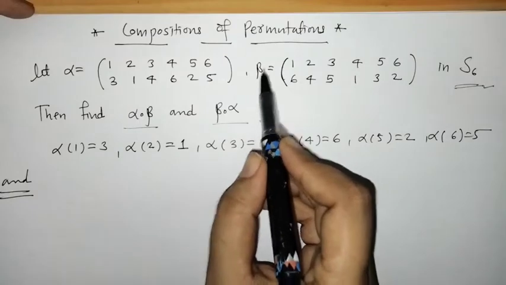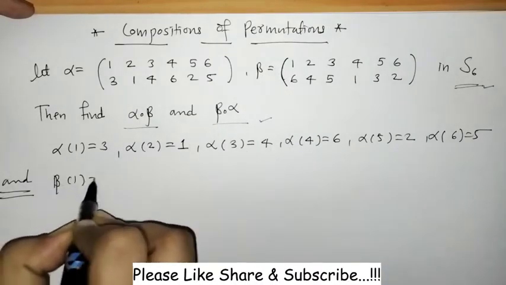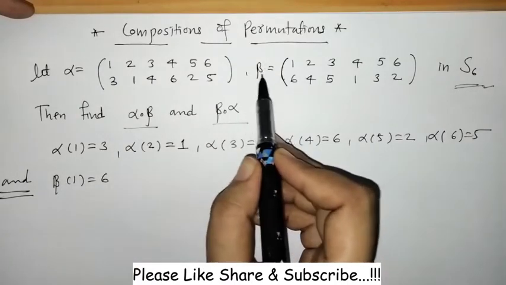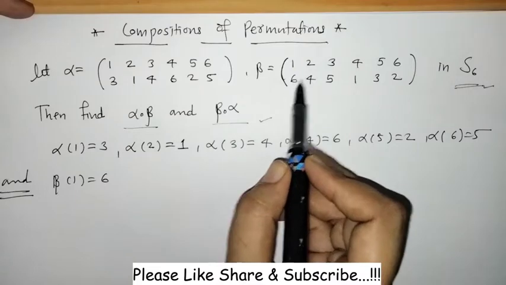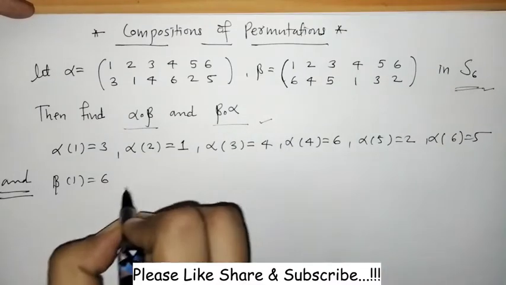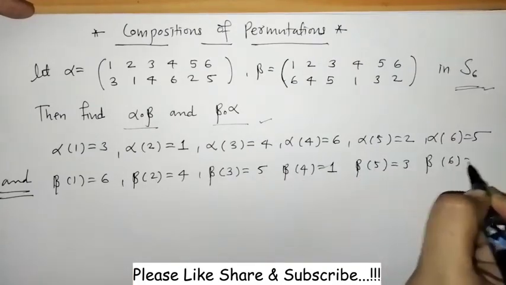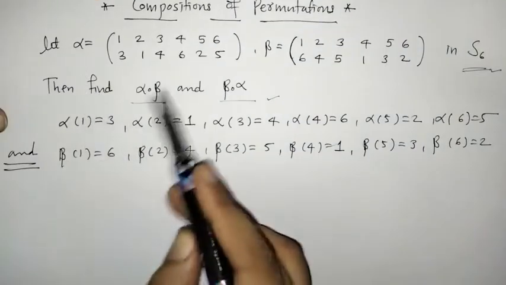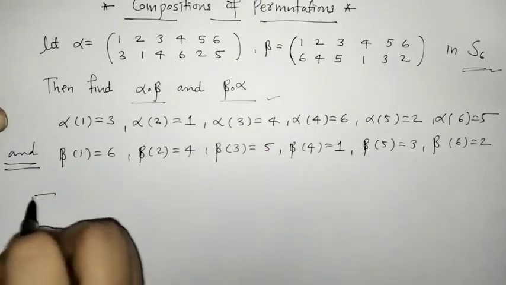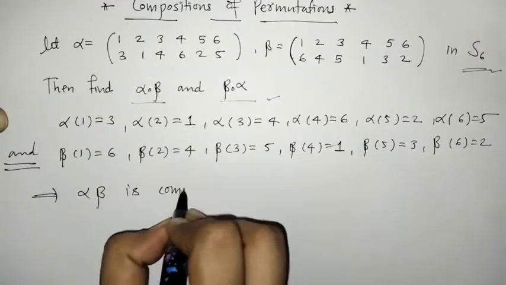Now for this permutation beta, we can write beta of 1 is 6. That means for this permutation beta, 1 maps to 6, 2 maps to 4 and so on. Here alpha and beta are the two functions. That means alpha beta is a composition of functions.